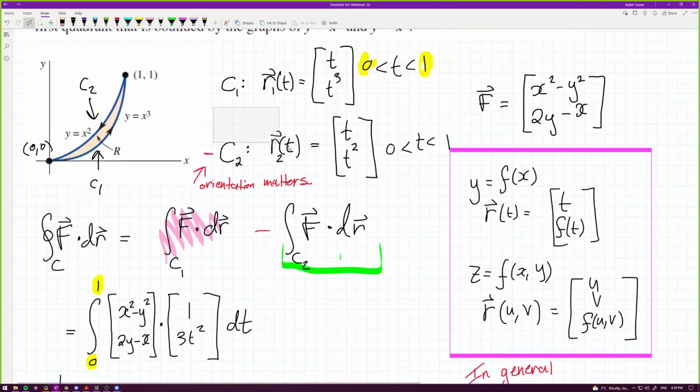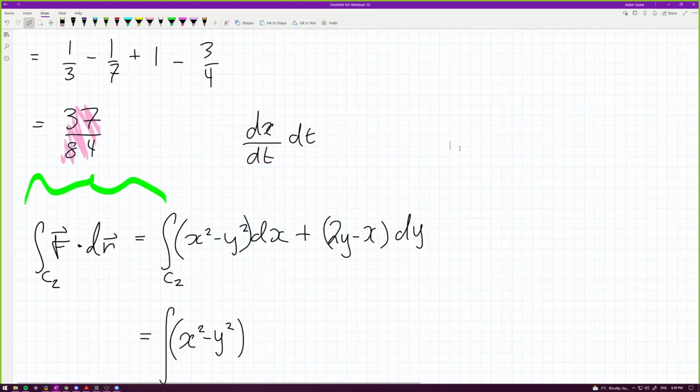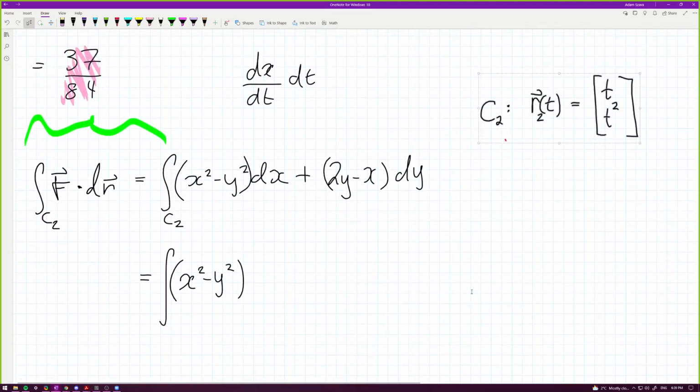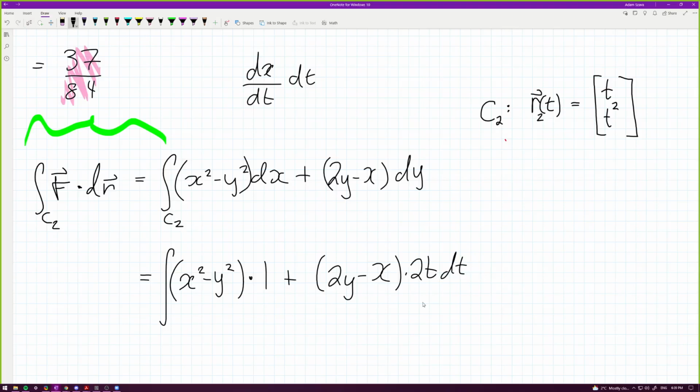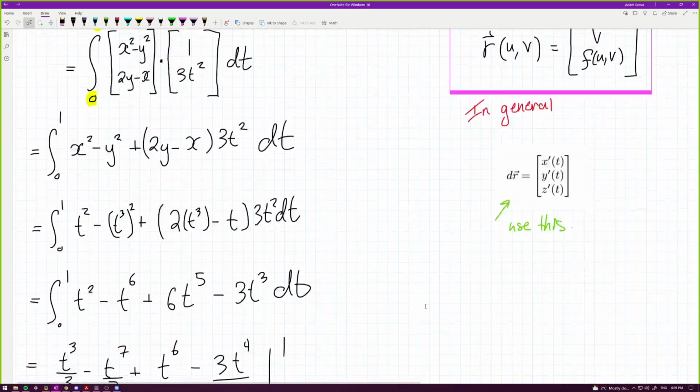So I'm just going to copy that down here quickly. That's our parameterization. I'm not accounting for the negative until the end. I'll just subtract the answers at the end. So that's our parameterization for C2. dx/dt is 1, plus (2y minus x) dy/dt, that's 2t, and then dt at the end. Technically, there's a dt after all of these, and you can factor the dt out. Obviously, that's not super good math, but that is the answer there.